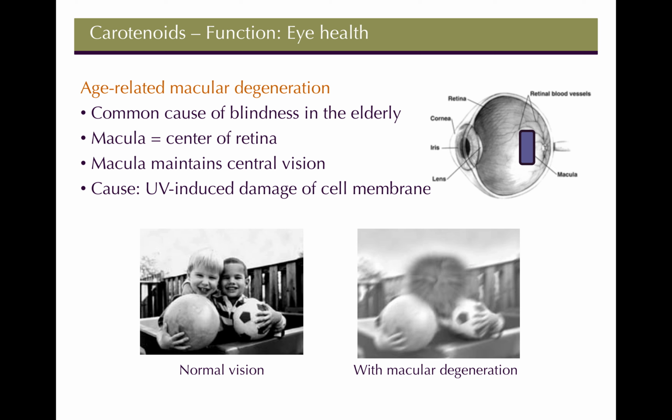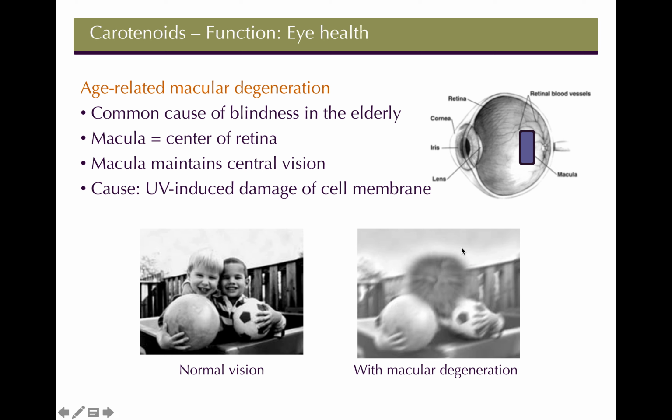So the main things that you'll see carotenoids marketed for are eye health and heart disease. In terms of eye health, it's specifically marketed for age-related macular degeneration, and that's a major cause of blindness in the elderly.